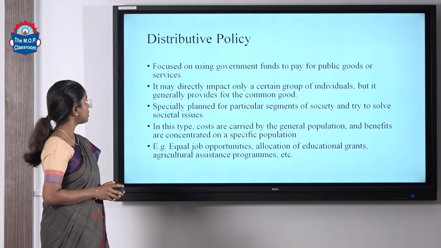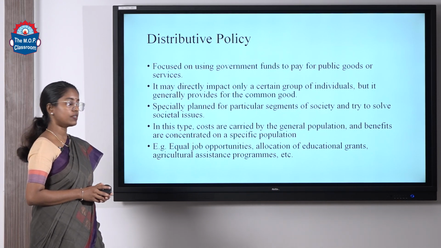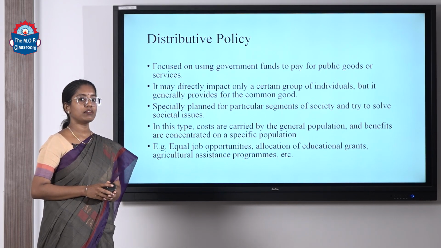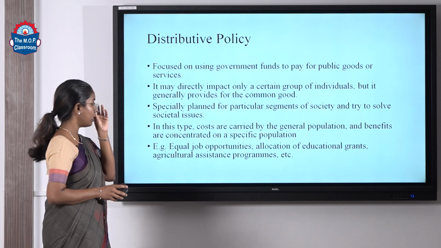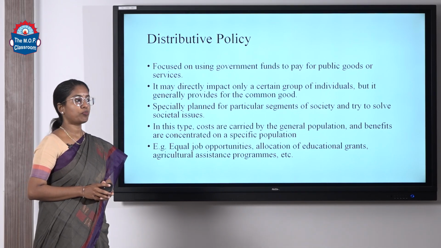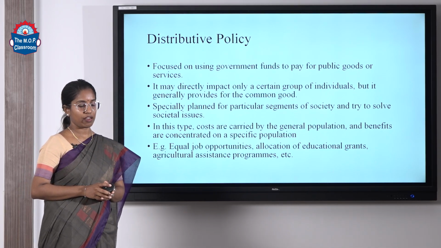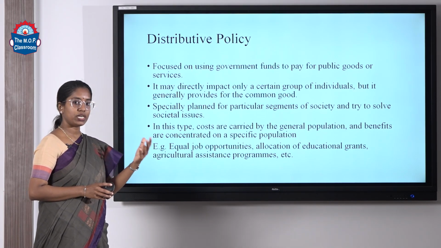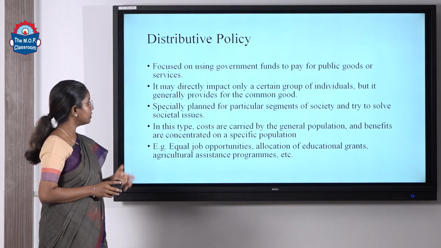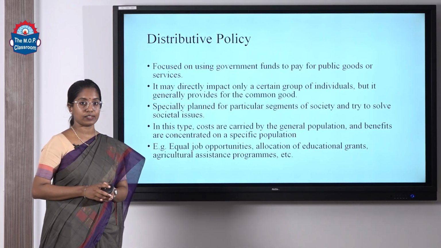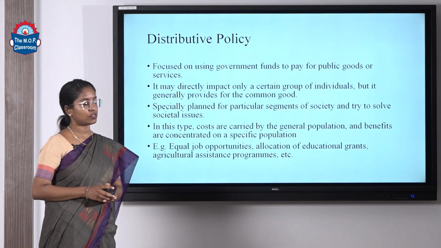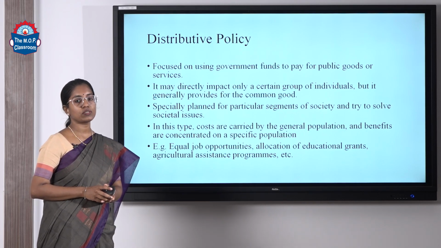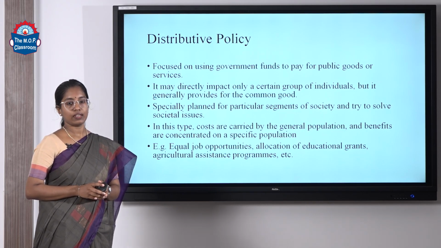For example, equal job opportunities. Say we are looking at the betterment of women's wages in the economy. We need to provide some kind of allowances or benefits to women, which is a particular section of the society. The next example is the allocation of educational grants, which benefits the students in the society. Similarly, agricultural assistance programs are exclusively focused on the farmers in the society.